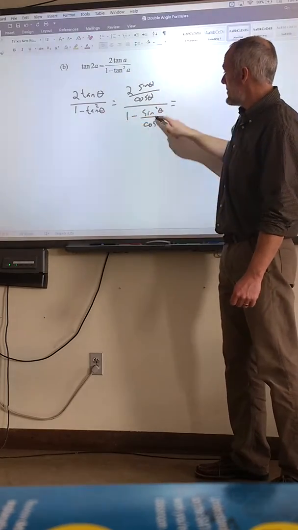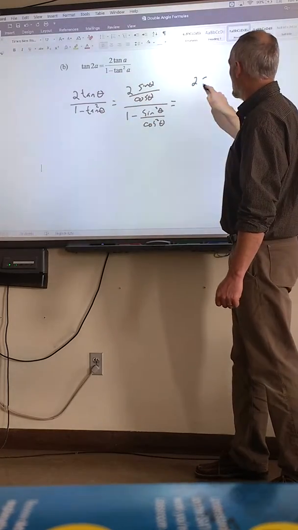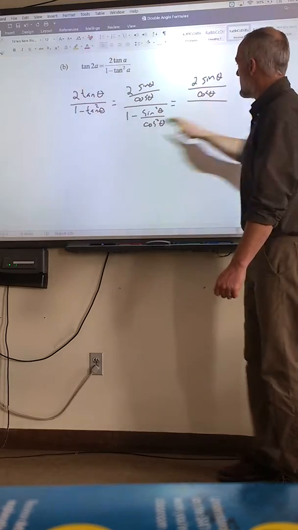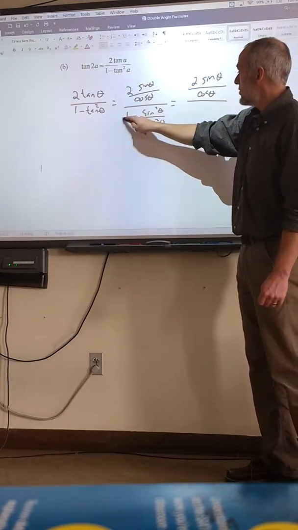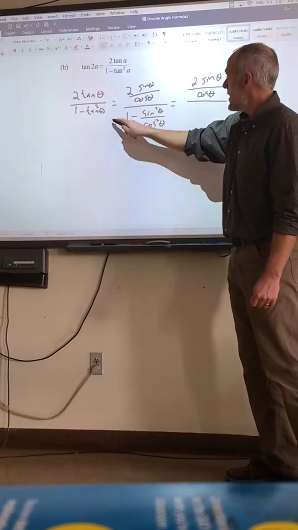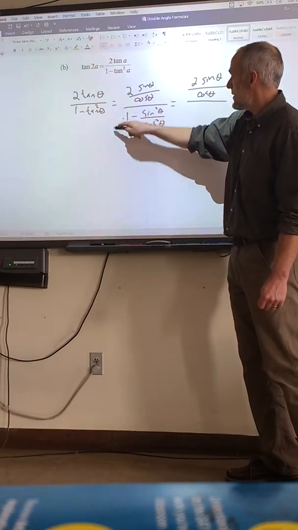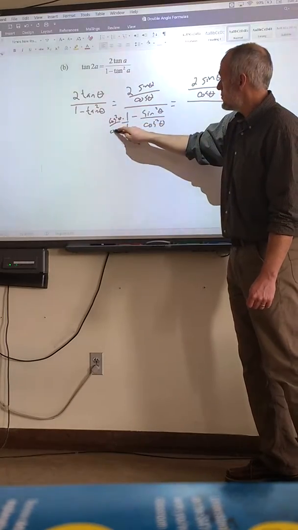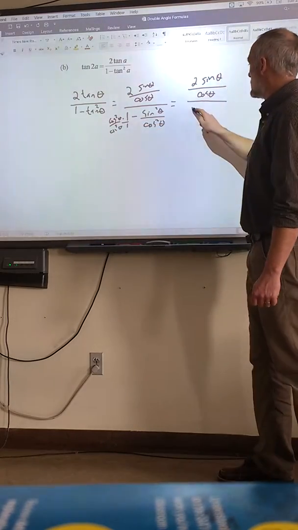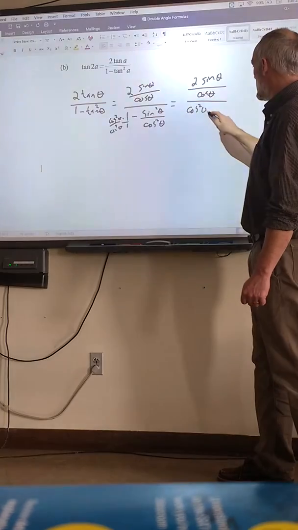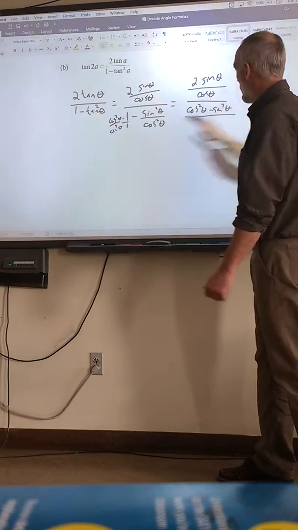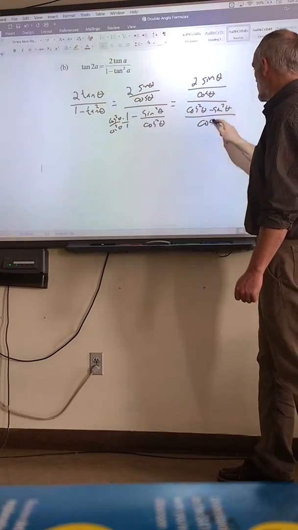I'm going to get a common denominator in this fraction. So I'll do that by doing the following. I'm going to rewrite this 1. I'm going to make this 1 over 1, and multiply it by cosine squared on the top and the bottom. Cosine squared here, cosine squared there. So I get cosine squared minus sine squared over that common denominator, cosine squared.